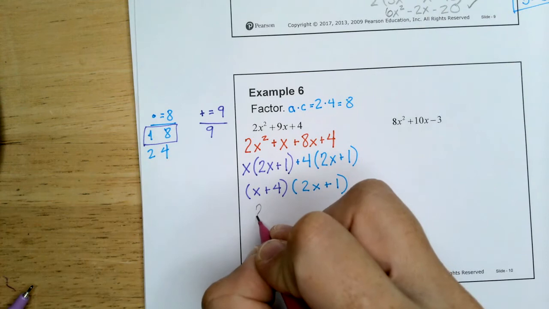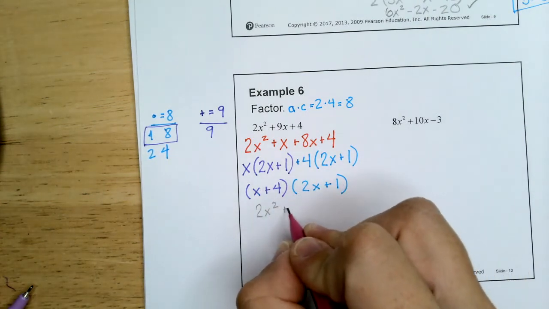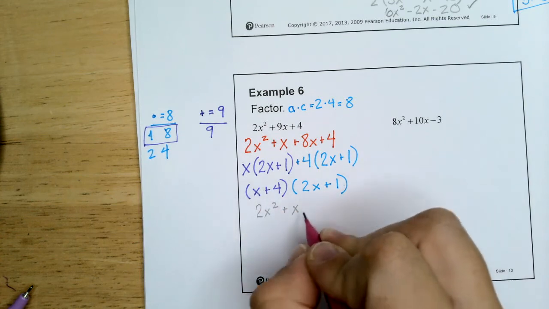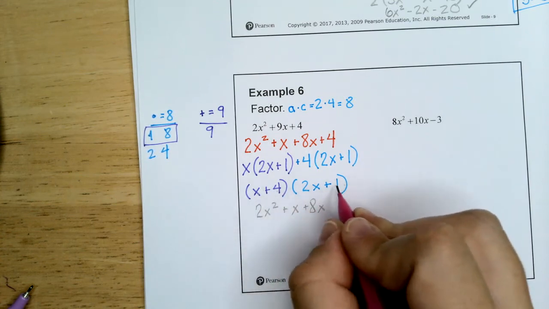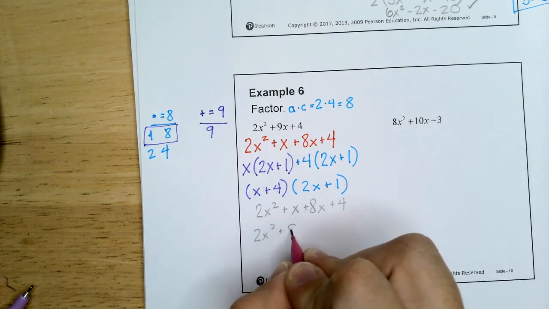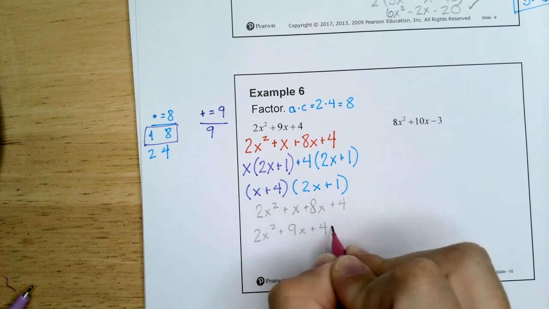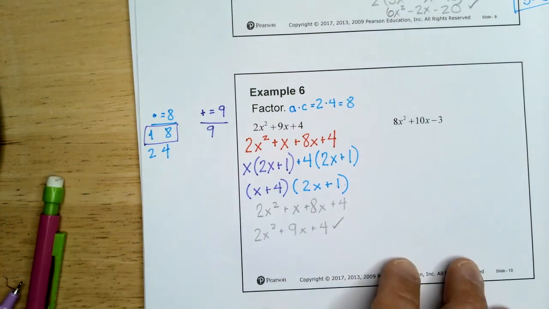X times 2x is 2x squared. X times 1 is x. 4 times 2x is 8x. 4 times 1 is 4. 2x squared plus 9x plus 4. We got it. All right, guys, last one.